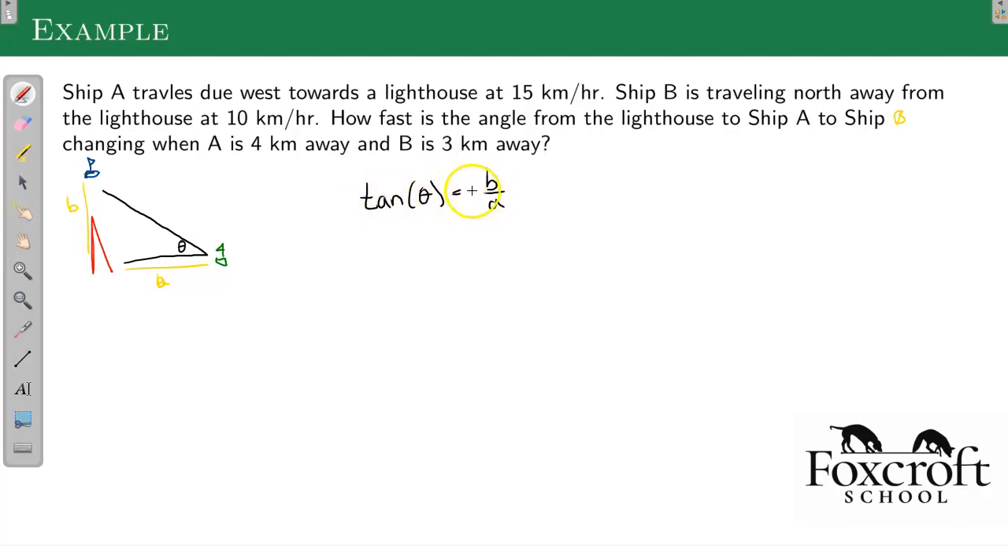And now we can find the derivative of this equation. The derivative of tangent is secant squared. And then we have to do the chain rule, so we take the derivative of theta. That's d theta dt. And then for b over a, we're going to have to do the quotient rule. So we're going to do low d high minus high d low over low, the original bottom squared. All right, so that's just all derivative rules.